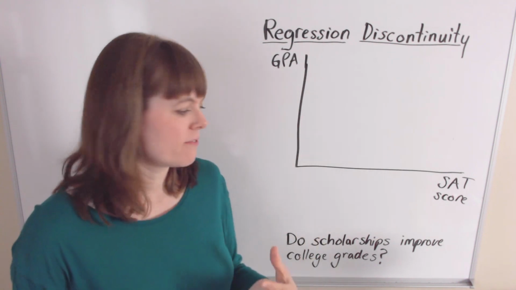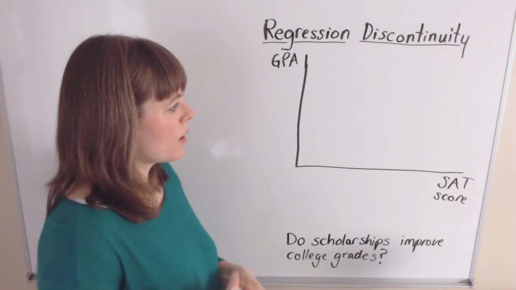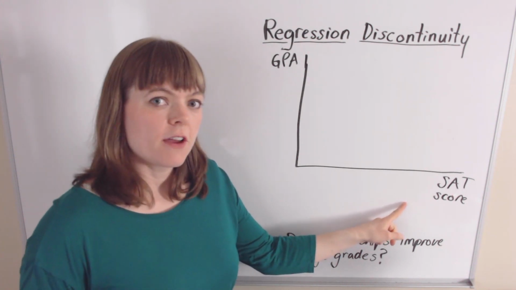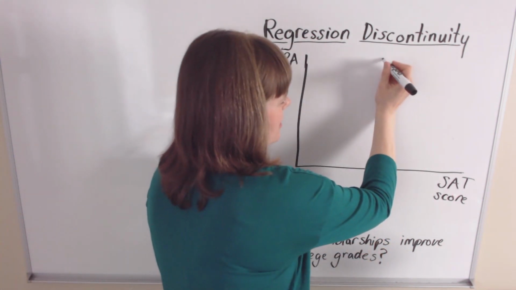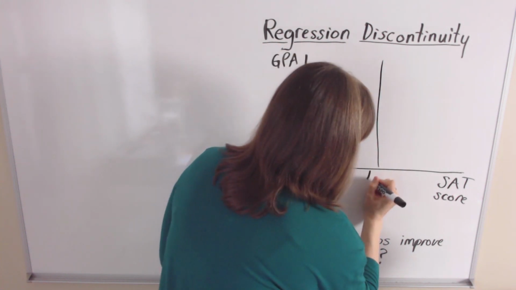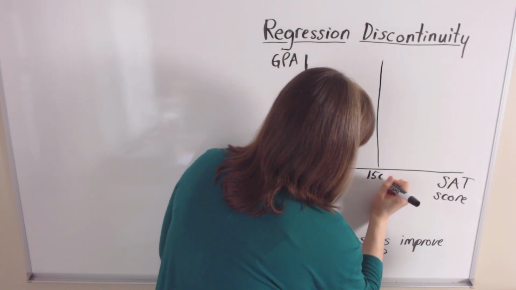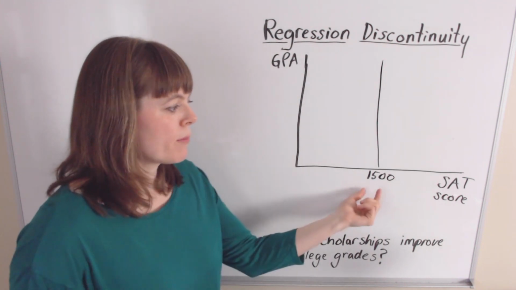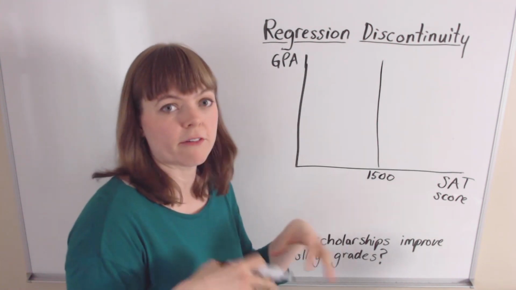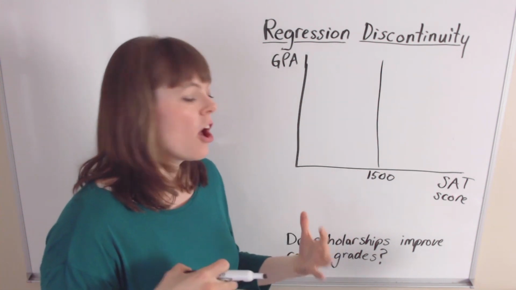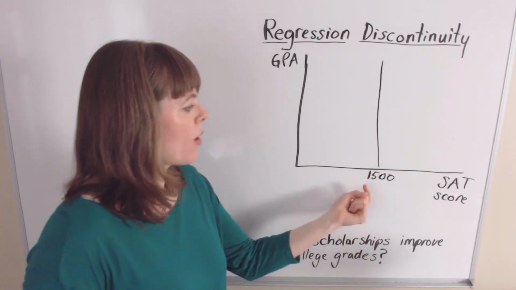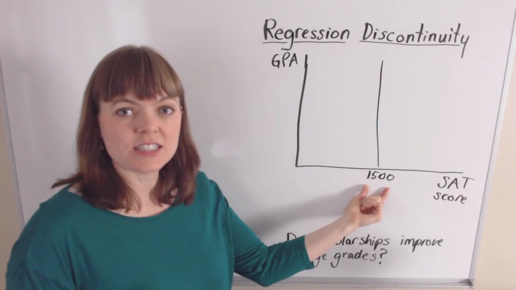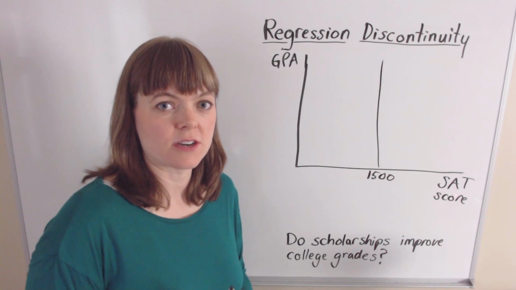So how do you know if scholarships help? Well, one way is you could look at the SAT score cutoff for receiving a scholarship. For example, let's say you need a 1500 on the SAT to receive some kind of scholarship. People who are just short of that, who have a 1490 or a 1480, aren't that different from people who have a 1500 or 1510. And we're going to use this as the source of exogenous variation.